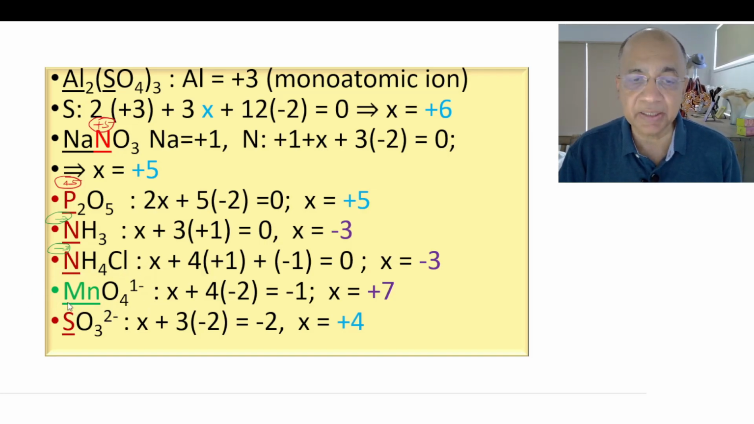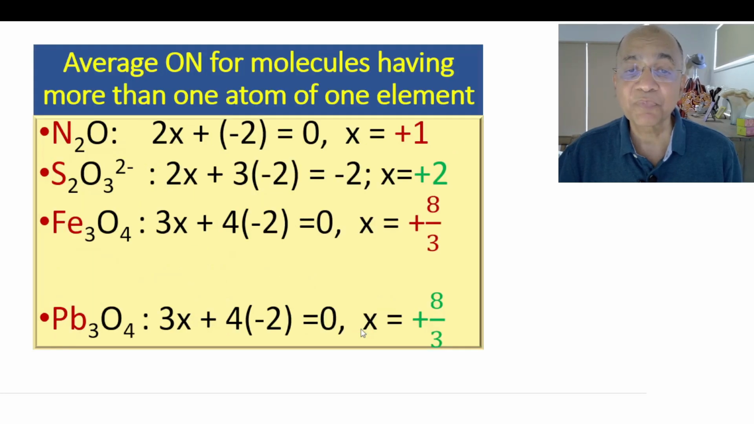Say it's a permanganate ion. In permanganate ion, say Mn is X, 4 times -2, and the sum is equal to the actual charge of the ion, which is -1, so X comes to be +7. So manganese is in the +7 oxidation state in permanganate ion. In sulfite ion, sulfur will be found to be +4 in a similar manner.